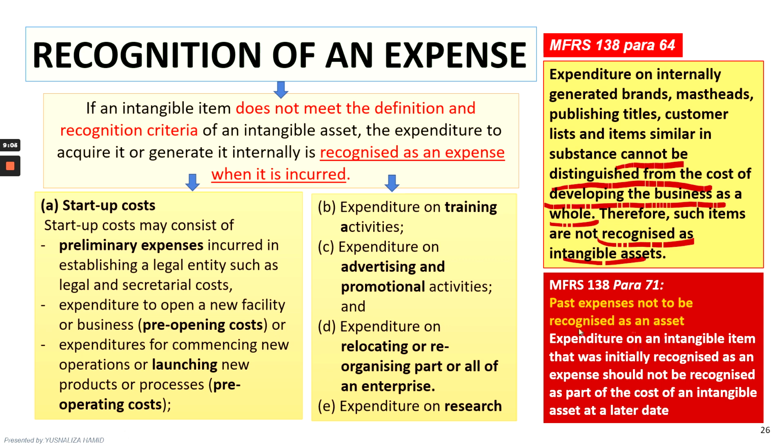Next. Same goes for past expenses. These are not going to be initially recognized as an asset this year, if previously it has been recognized as an expense. So in this current year, for example, it should not be recognized as part of cost of an intangible asset. So it cannot be recognized as an asset if you have in the past recognized that as an expense.